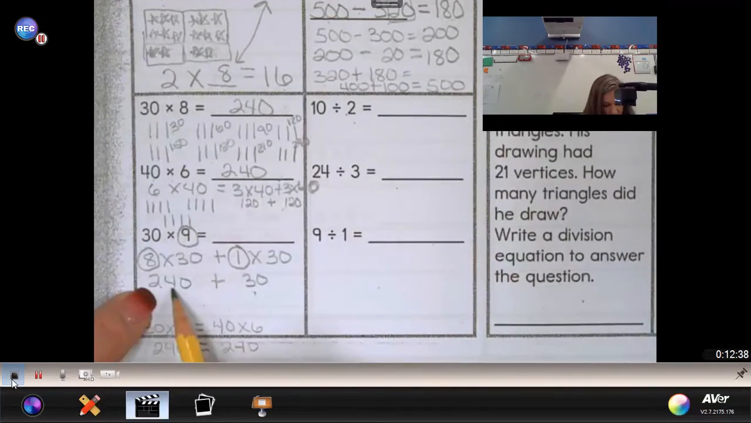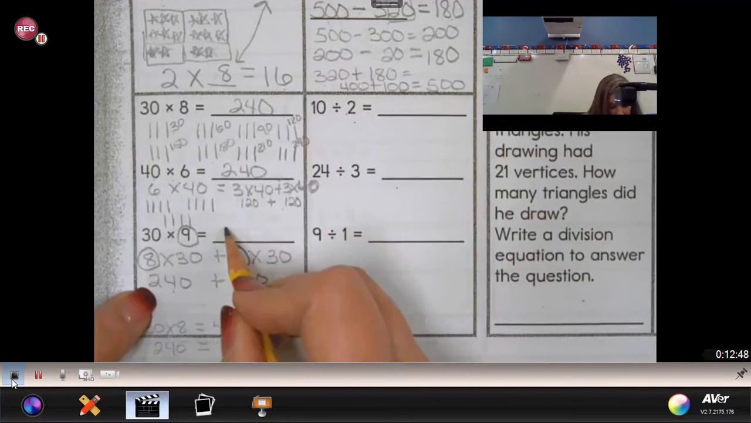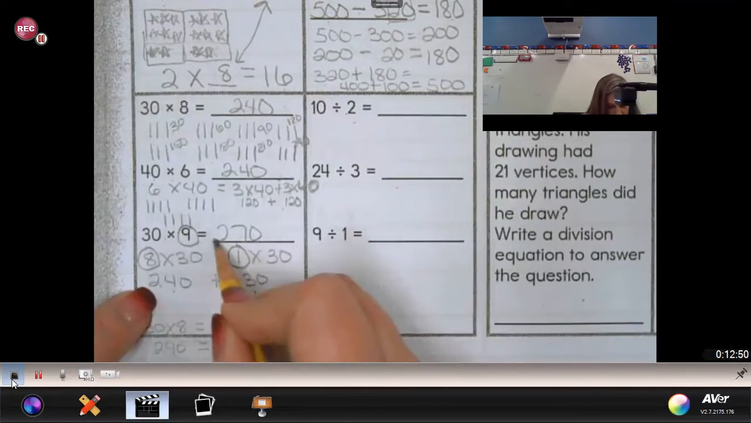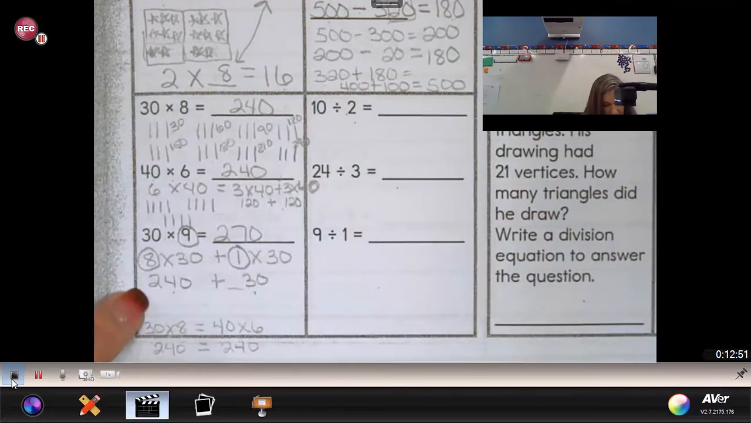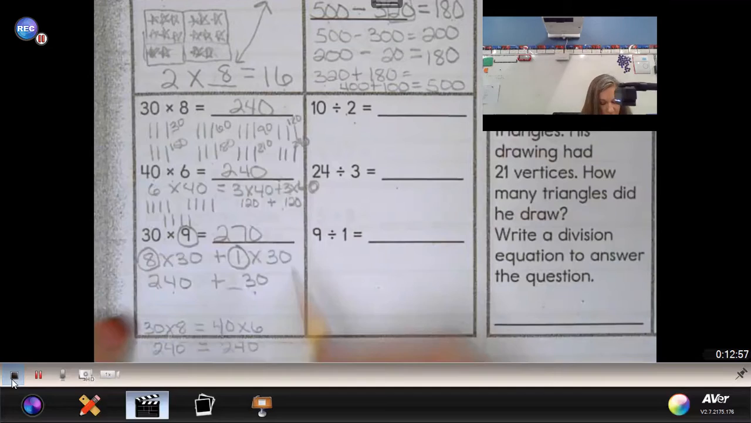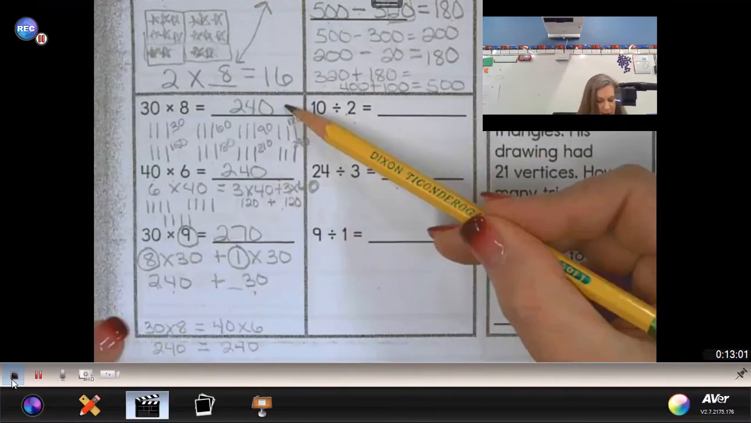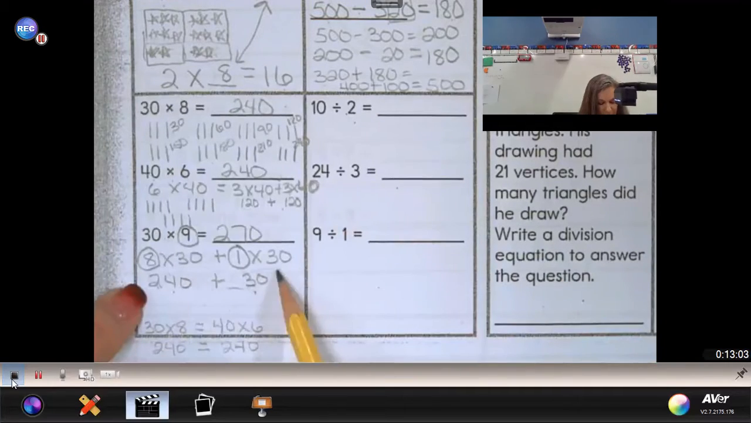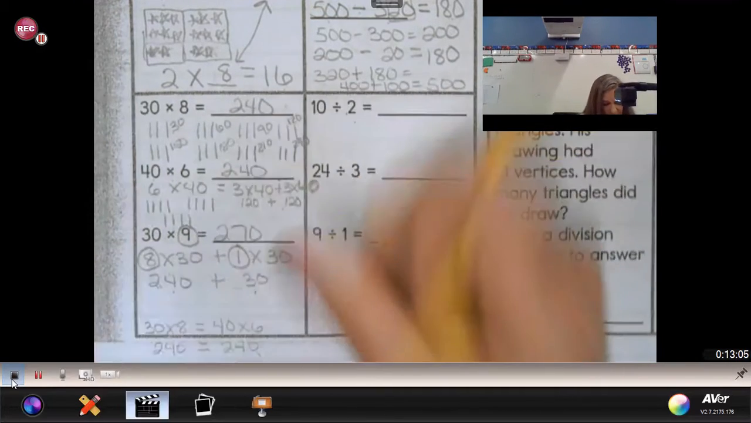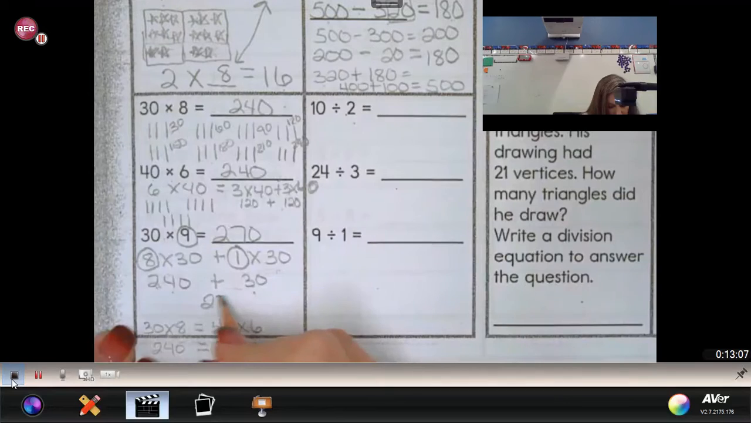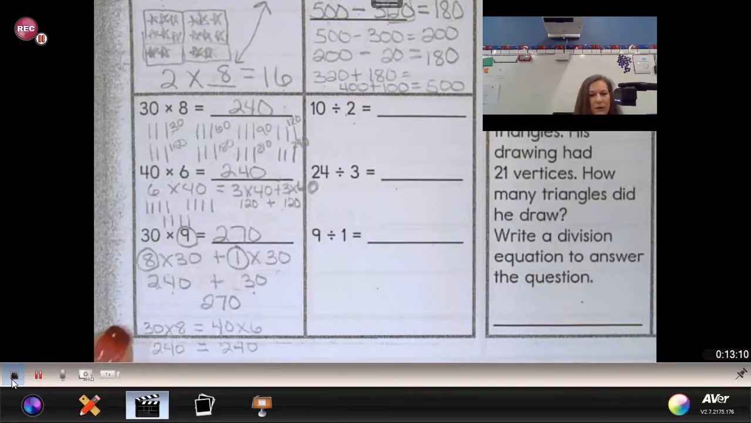Now I add 30 more onto 240. 30 plus 40, yes, correct, is 70. So now I have 270. Since I don't have any hundreds to add on here, that stays 200. So 270 is my product. And all I did was just add another group of 30 here, and I showed it by breaking it apart and using my distributive property to make that understanding.